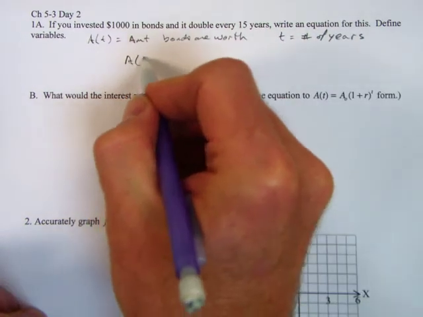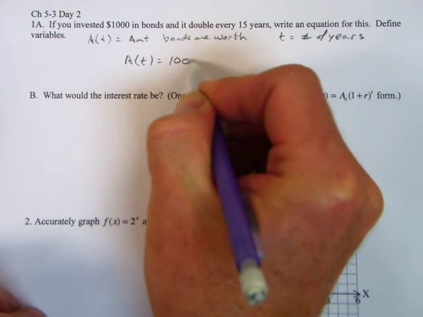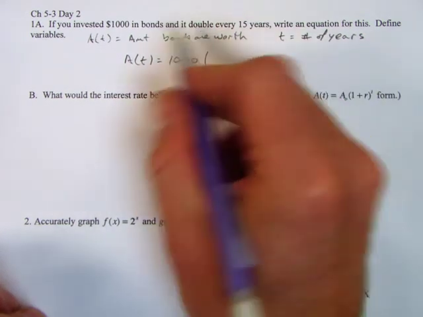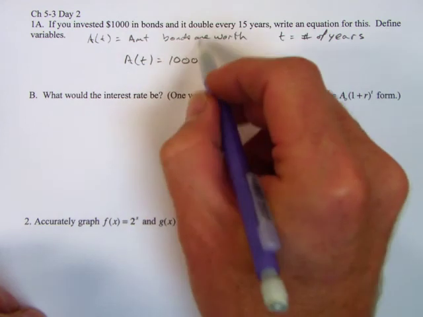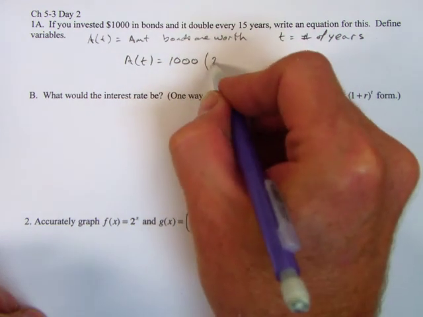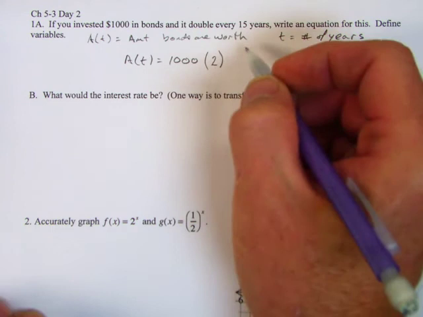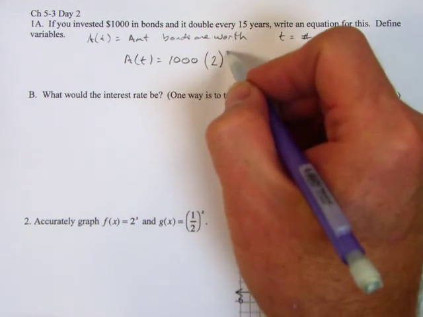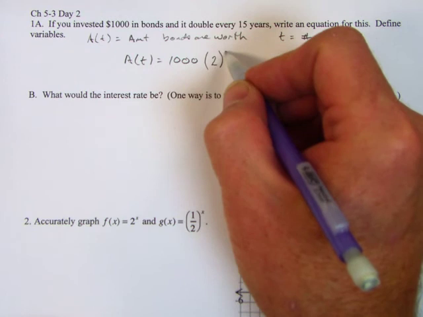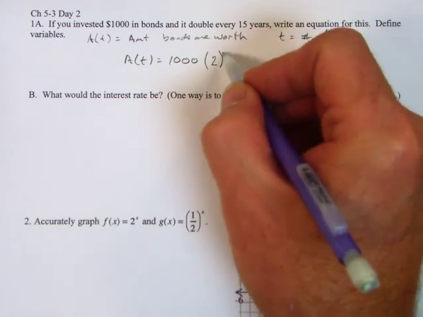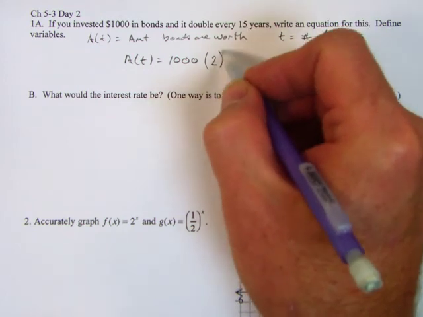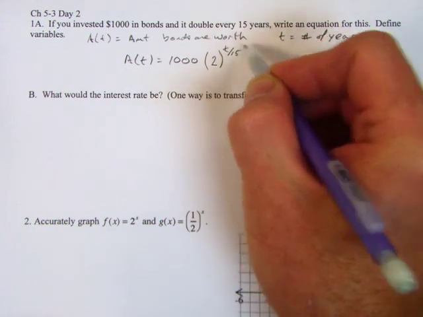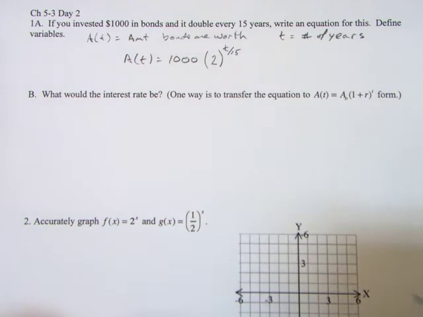So we have A of t equals 1,000 times, well, what's happening here? First, $1,000 is our starting amount, and it's doubling. That's a multiplication factor of 2. And how long does it take to double? It takes 15 years. So when I plug in 15, I want an exponent of 1. When I plug in 30, I want an exponent of 2, so it'll double twice. What is that? t over 15.